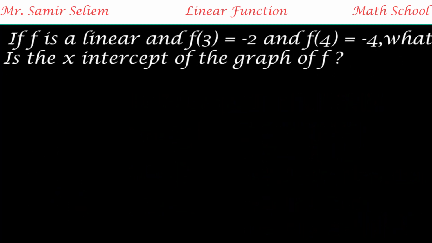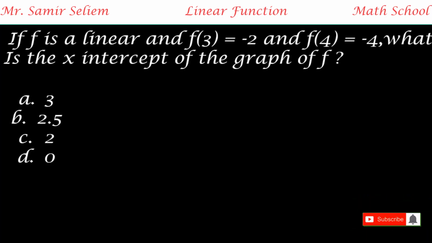Another example. He said if f is a linear function and f of 3 equals negative 2 and f of 4 equals negative 4, so we have 2 points here, what is the x-intercept of the graph of f? How can we find the x-intercept? Just we find here the linear function, the rule of the function. To find the x-intercept, just put y equals 0. So we can solve this example by using 2 methods. Let's take method 1.